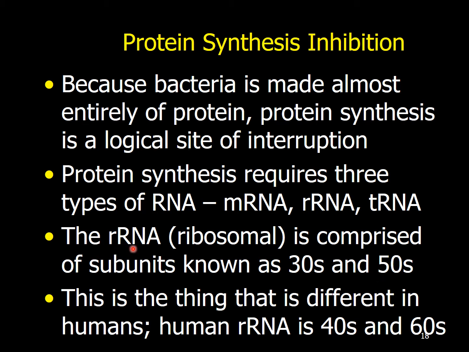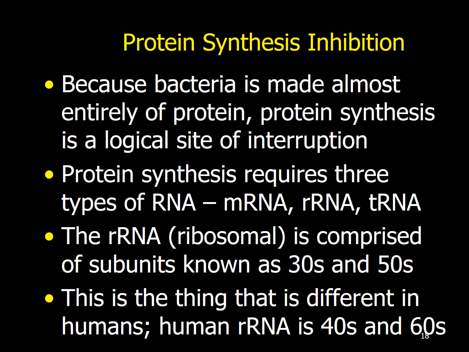So ribosomal RNA in bacteria is comprised of 30S and 50S ribosomal subunits. Humans do protein synthesis in very much the same way, and humans also have ribosomal RNA, but our subunits are 40S and 60S. And so the reason that matters is that the protein synthesis inhibitors that we have to treat bacterial infection, if you look them up in your drug book, you'll see that it says inhibits the 30S ribosomal subunit, inhibits the 50S ribosomal subunit.